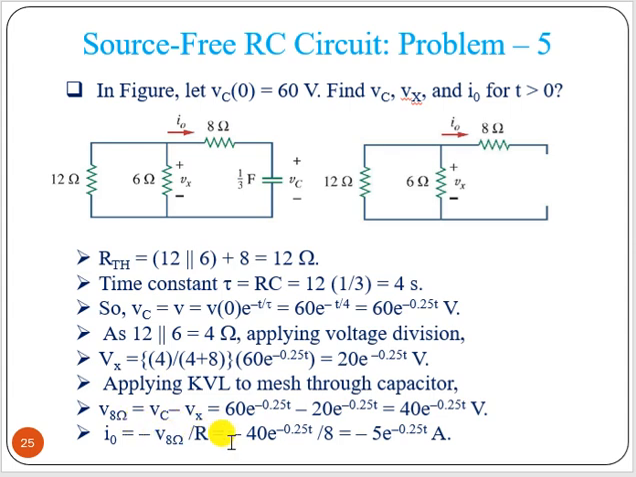Now the direction is negative, because in this case we are assuming this is plus, minus. So this is minus Vx, minus this, and plus Vc. So this is how we can solve.